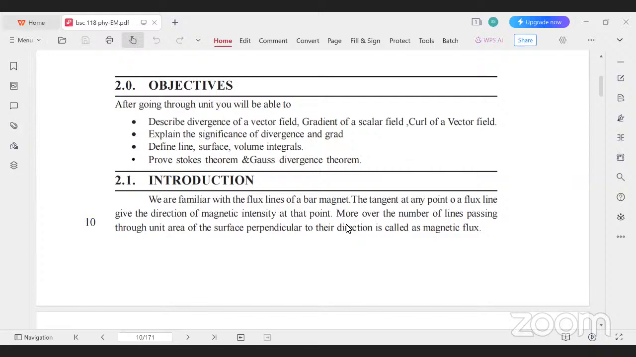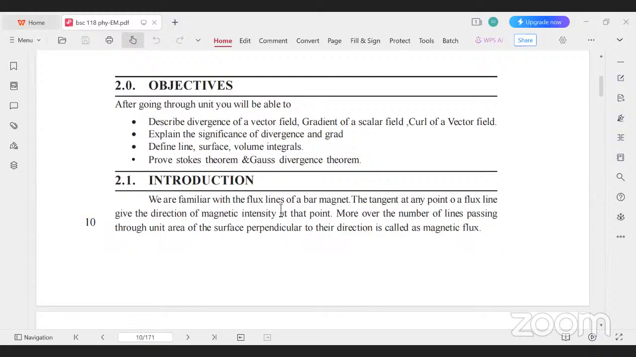So if you understand what is divergence of a vector field, then you will understand what is gradient of a scalar field, what is curl of a vector field. So we are talking all the time about a vector field. Okay, so here we have the flux lines. Here we are familiar with the flux lines.